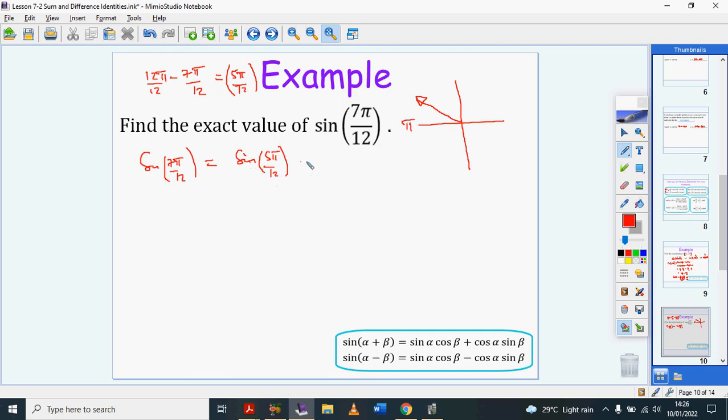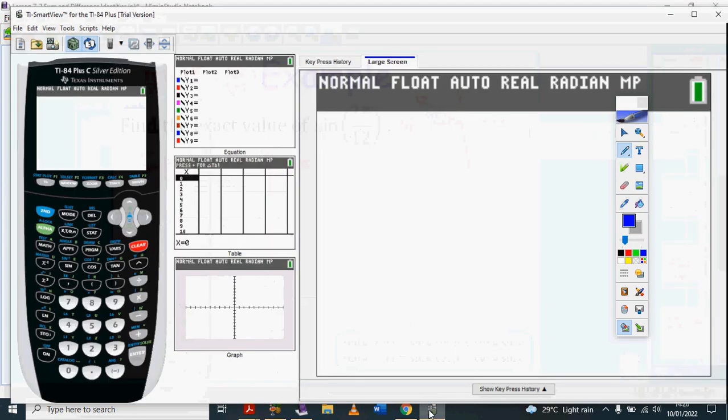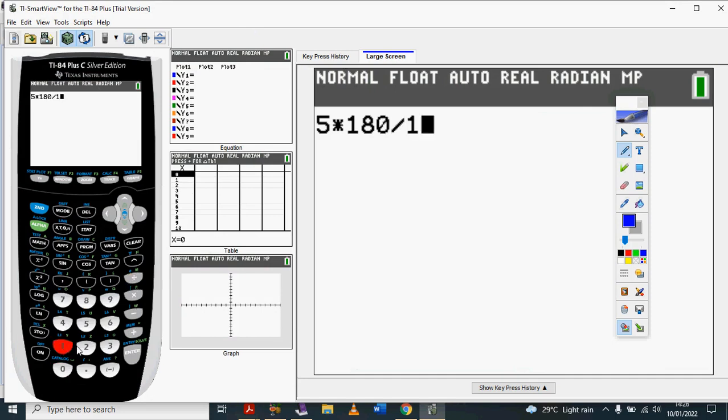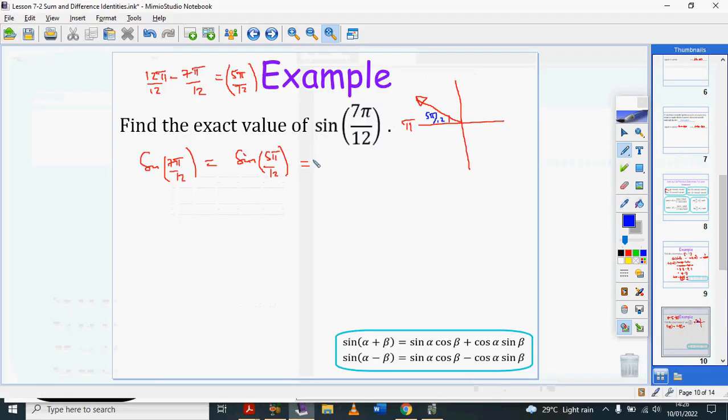So I'll try to find the sine of 5 pi over 12, but I need to first figure out what angle that is. So I'm going to first change it to degrees, so I know what angle I'm dealing with. So 5 times 180 divided by 12 gives me 75 degrees. Wow. Alright, so if this is 75 degrees, I'm trying to find the sine of 75 degrees, right?